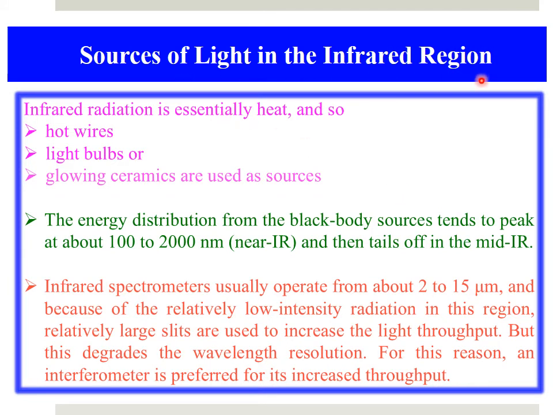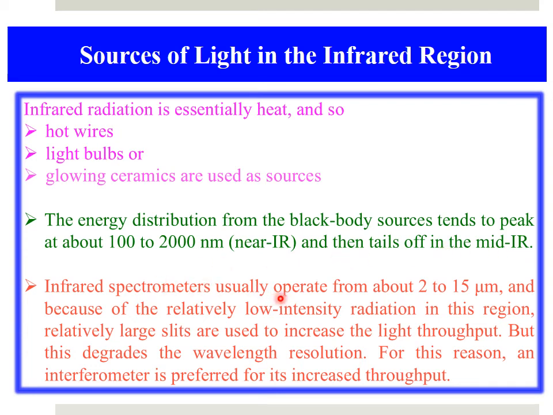Now we have sources of light in the infrared region. As infrared radiation is essentially heat, we can use hot wires, light bulbs, or glowing ceramics as sources. The energy distribution from a black body source tends to peak at about 1000 to 2000 nanometers, which is in the near infrared region, and then tails off in the mid IR. So a black body source absorbs all the radiation, and then emits radiation in the near infrared, and then tails off in the mid IR.